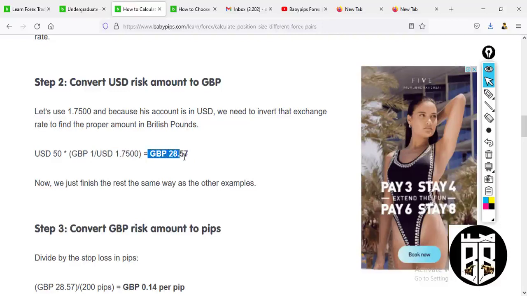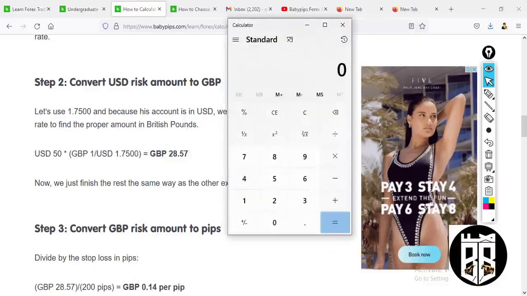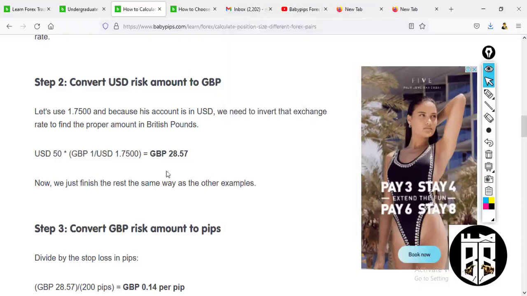That will give you 28.57. So this is it: $50 multiplied by 1 British pound equals 50 divided by 1.7500. That will give you 28.57 British pounds. So 28 pounds point 57 cents.